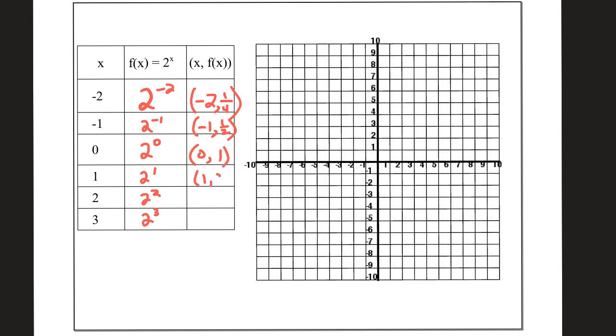And then we have (1, 2), (2, 4), and (3, 8). Now, why, if you scan up and down, did I not include other values here? Anything above -2, we're getting into 1/8, 1/16, very, very small. It's going to continue on.